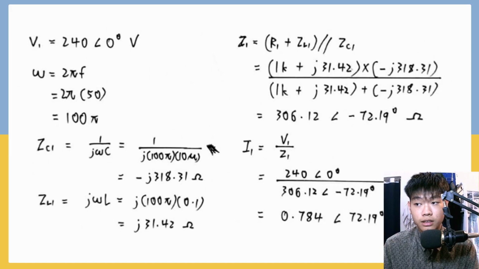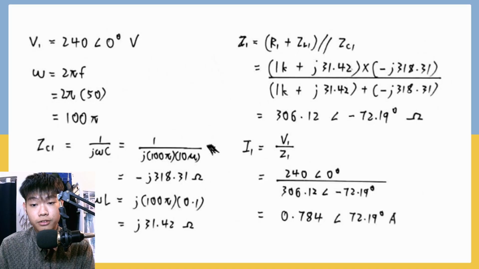Now we will find the impedance of the first phase. The resistor is in series with the inductor, and they are in parallel with the capacitor. So we use the parallel formula, and the total impedance for the first phase is equal to 306.12 ohm with a phase angle of negative 72.19 degree. Now we find the current flowing through the first phase using V1 over Z1, and the value is 0.784 ampere with a phase angle of 72.19 degree.